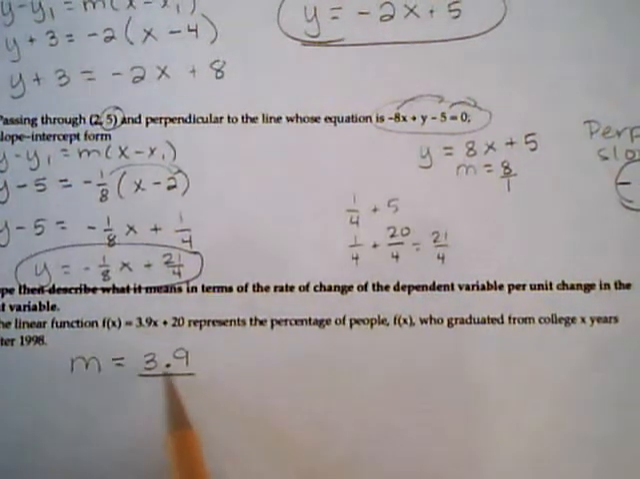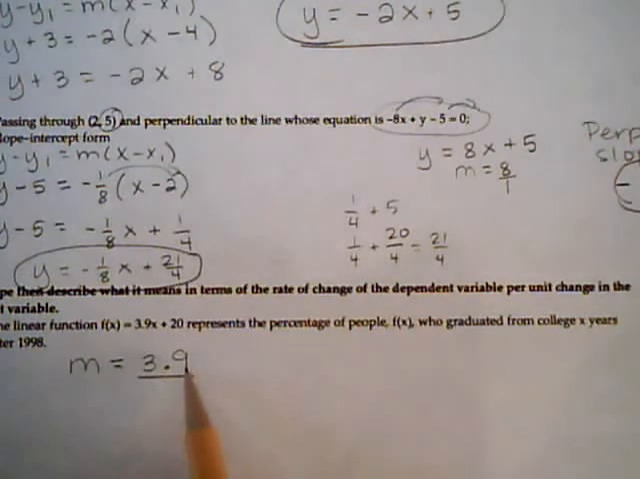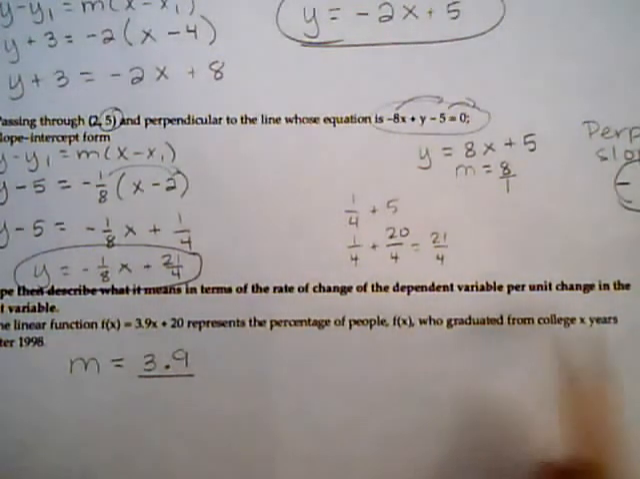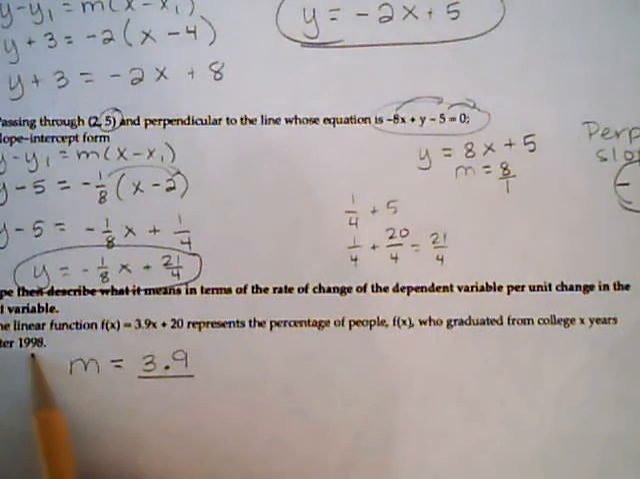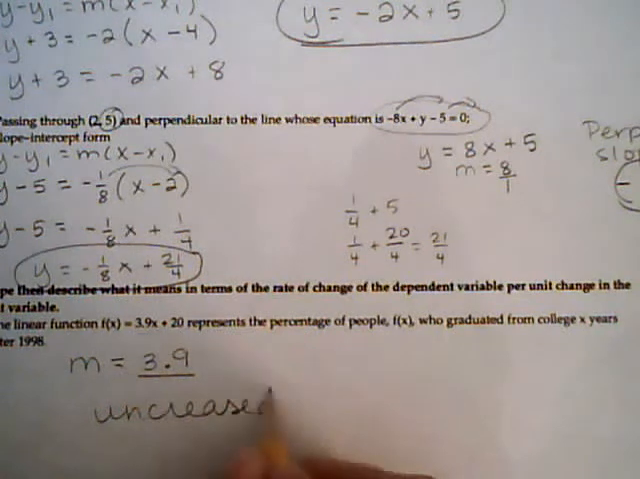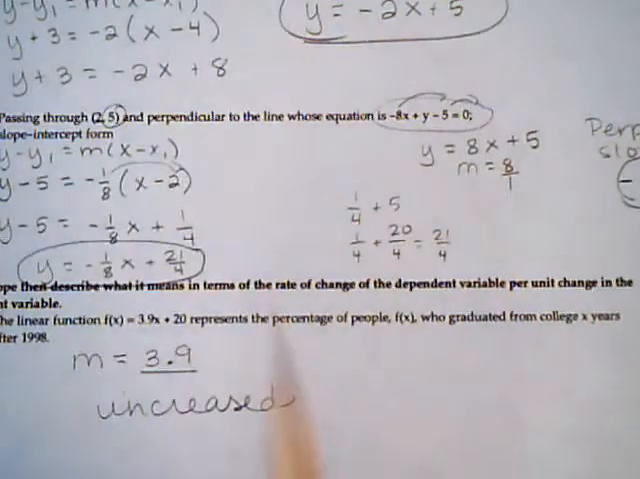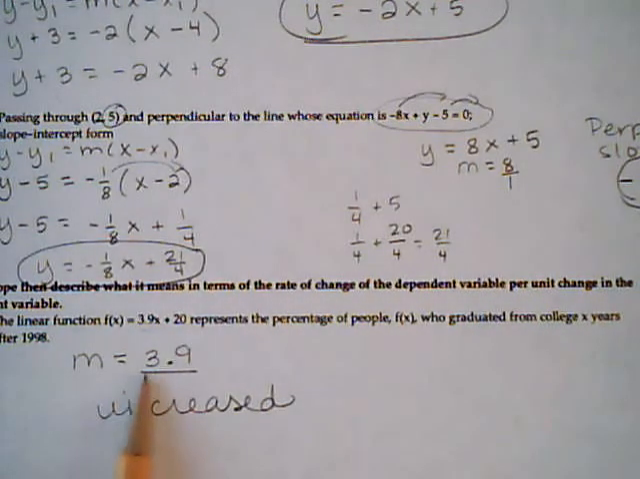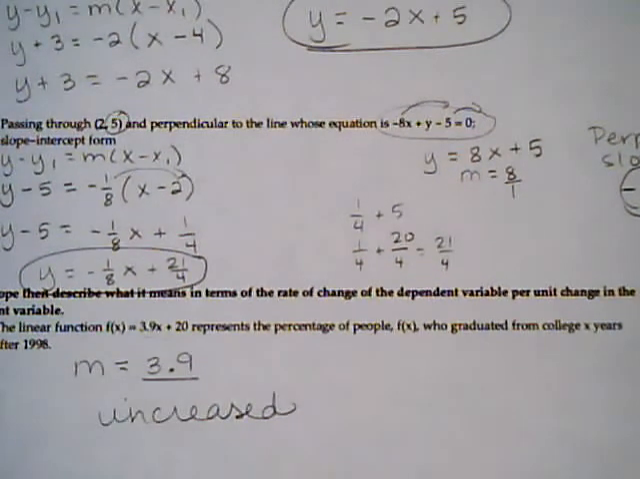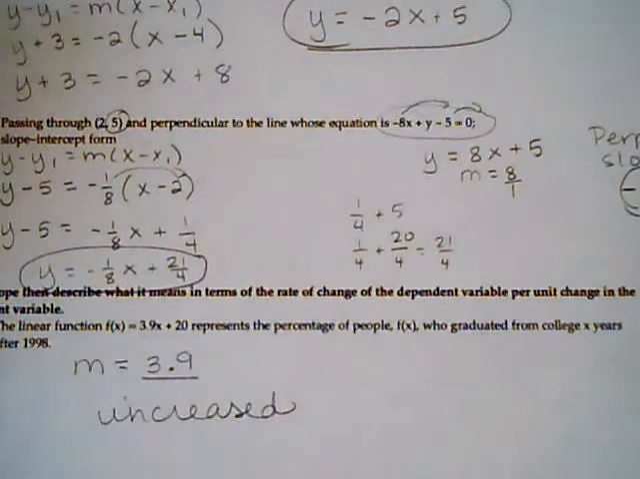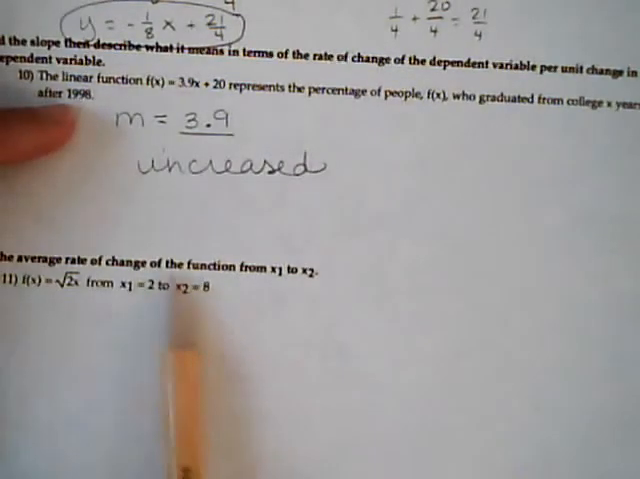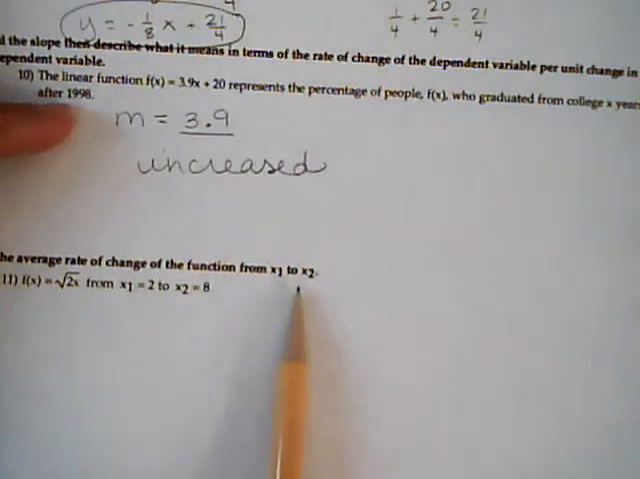And so what does it mean that this is positive? It means that the number of people who have graduated from college since 1998 has increased. So that's the kind of thing it would ask you on the homework. If it were a negative slope, then it means that that amount would have decreased. Okay, number 11. The average rate of change of the function from x sub 1 to x sub 2.